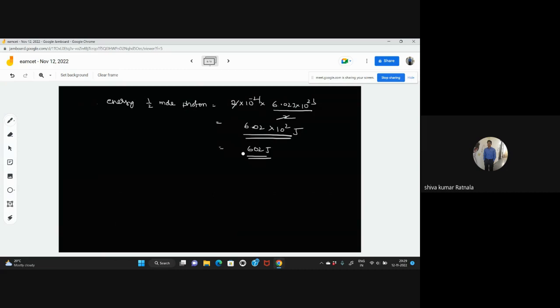Students, have you understood how I did? So the energy of 1 photon I calculated, and after that half mole means what? Avogadro number by 2, no? Yes, sir. That I did. Okay. You are able to solve this type of questions, no? Or does it feel completely different?